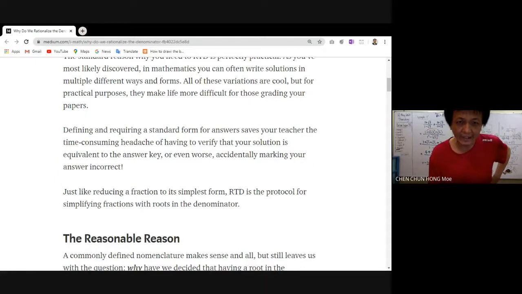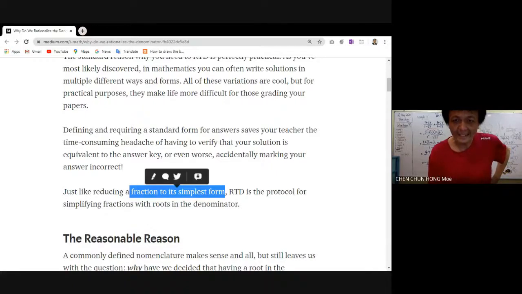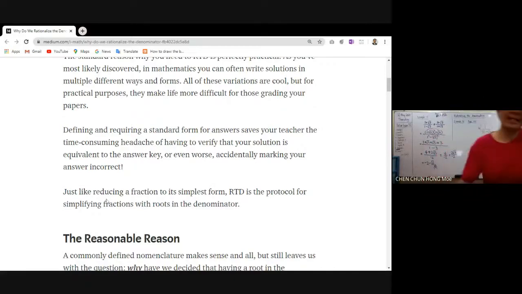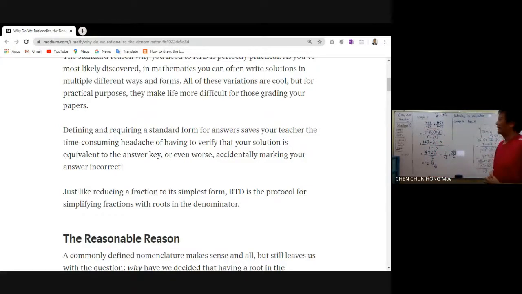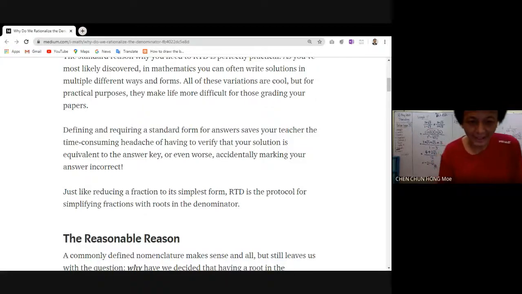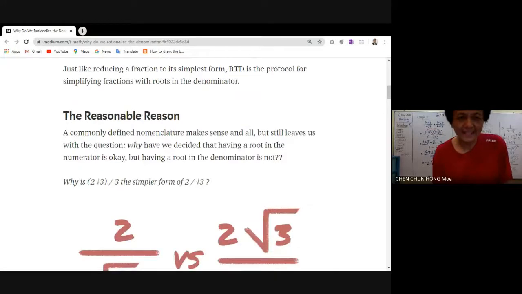Just like reducing a fraction to its simplest form, RTD is the protocol for simplifying fractions with roots in the denominator. Yeah. So meaning if you are given a fraction like 4/8, I showed you earlier, we have to simplify to 1/2. And no question asked, you accept 1/2 as a better form compared to 4/8. But why again? Yeah, but we accepted it. Huh? So same thing here, the world of mathematics accepts that after we RTD, that is the simpler form compared to the one you've seen earlier. Well, that's mathematics in the mathematical world. But for me, I think this is more reasonable.